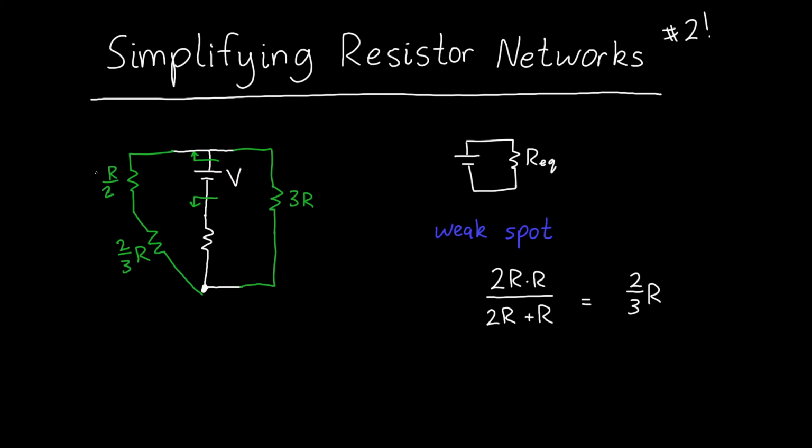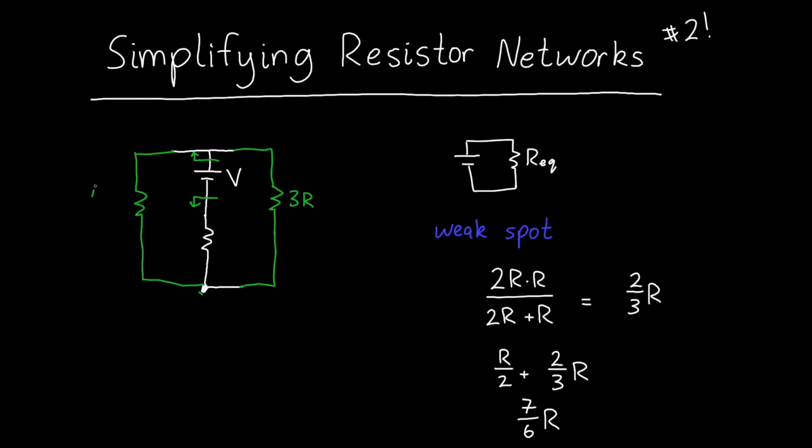Now these 2 resistors are in series with each other. So we've got an R over 2 plus a 2/3 R. The common denominator is 6, so we've got 3/6 plus 4/6. So that's, well, can't do math, 7/6 times R. So we can replace these 2 with a single resistor of value 7 over 6 R.